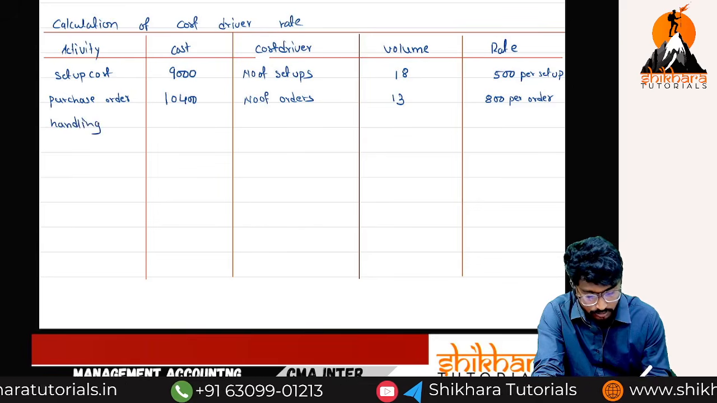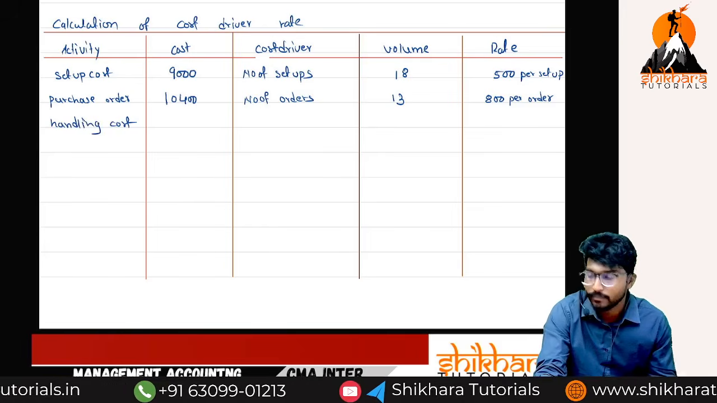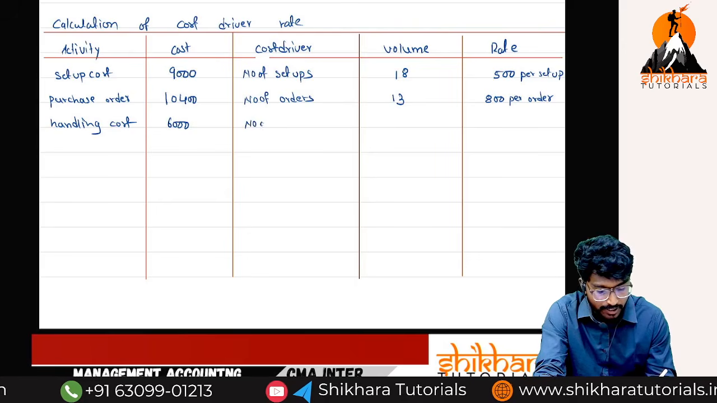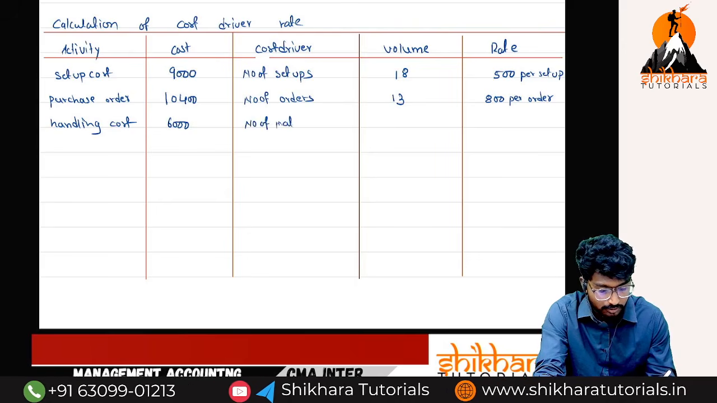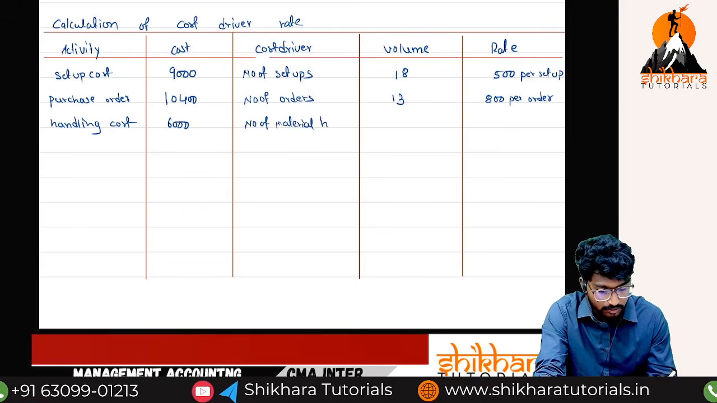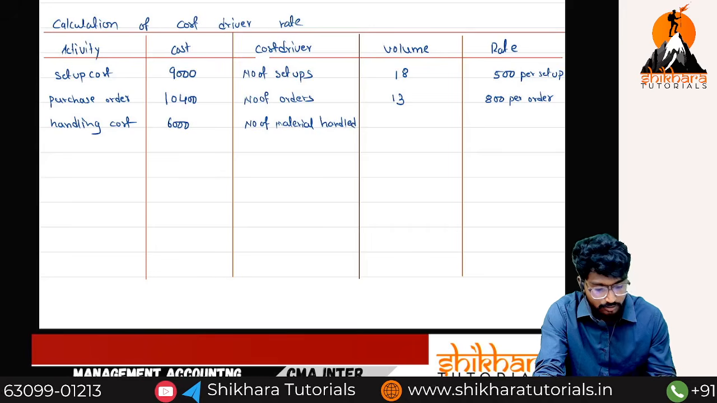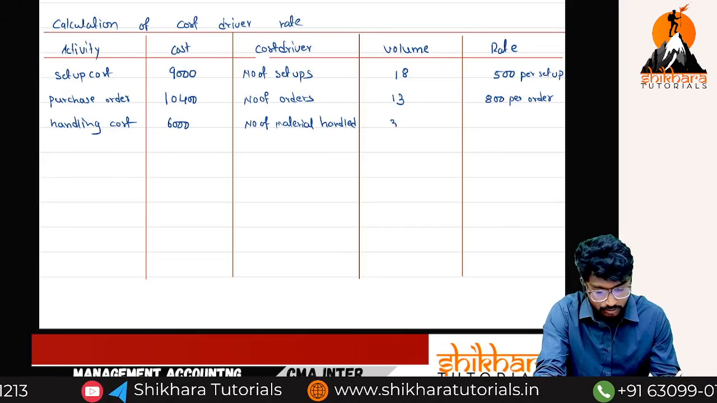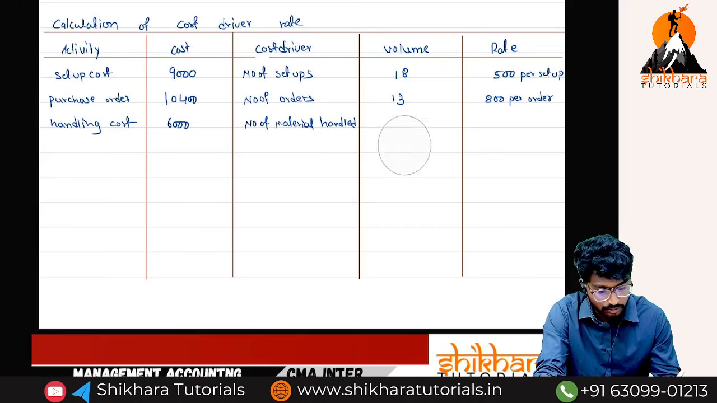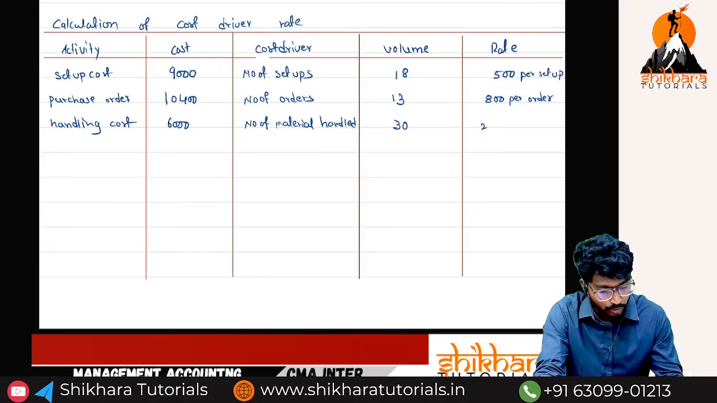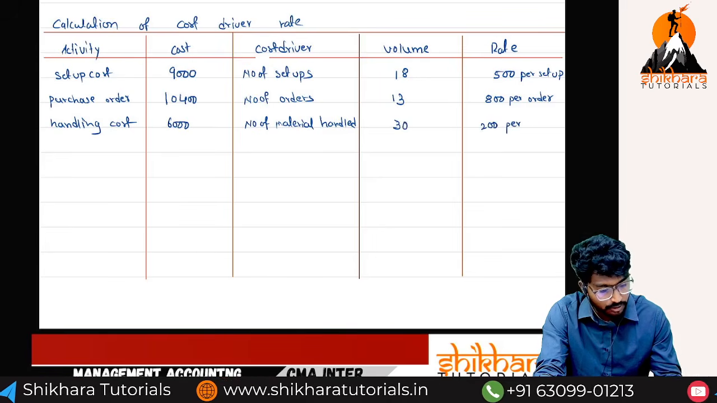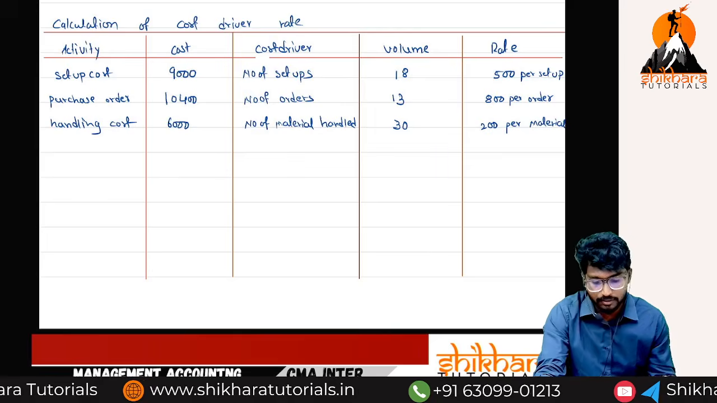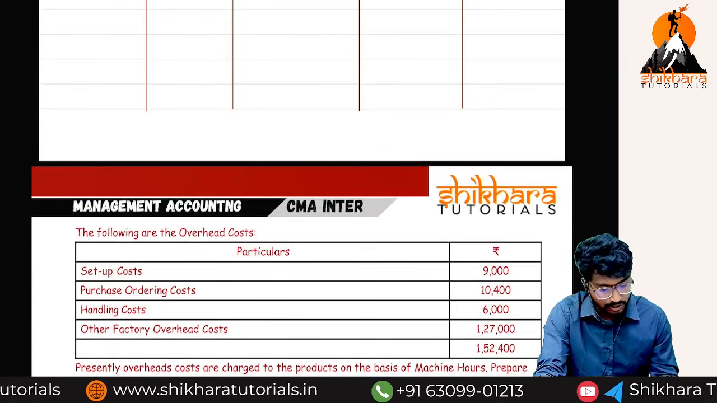handling cost. 6,000. Number of materials handled. How much? 30. That comes to 200. 200 per material. Next. Other factory overheads.